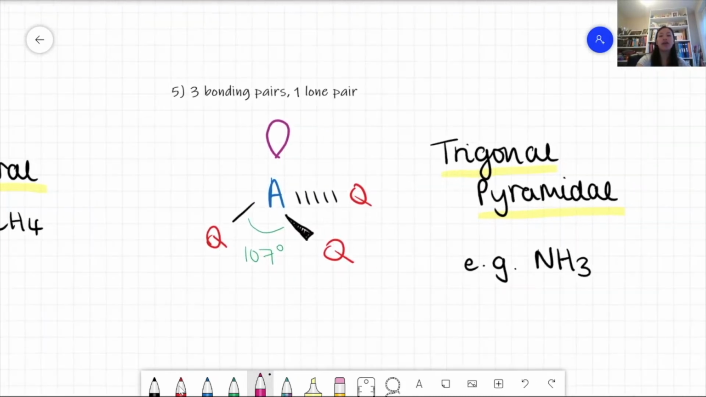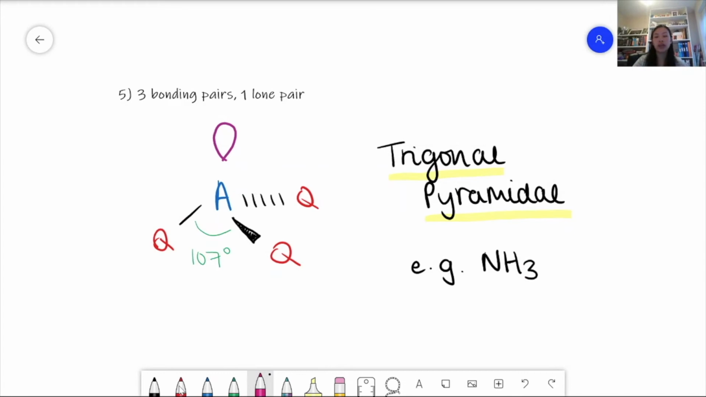We then have 3 bonding pairs and 1 lone pair. So we've added the lone pair at the top, and we've only got 3 bonding pairs left on the bottom. So this has become sort of a squished kind of triangular pyramid. And this angle's changed from 109.5 to 107. So for every lone pair we've added, we minus 2.5 degrees from the angle because there's more repulsion from it. So this is called trigonal pyramidal.